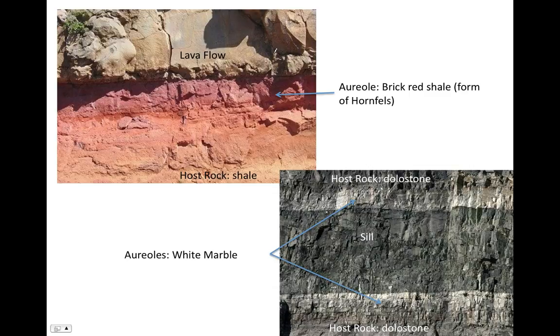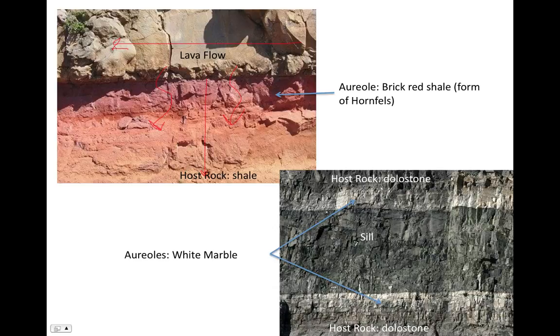So here we can see this was a lava flow, so this looks like some basalt that flowed over the surface and radiated heat down into the shale that was below it, and it thermally or contact metamorphosed the shale, forming brick red shale, which is a form of hornfels. So you can see the color red changes with depth, where it becomes less and less red, and it kind of fades into the brown of the original host rock, which was the shale. So you can see how this has been metamorphosed to a higher grade, and the grade of metamorphism decreases with distance.